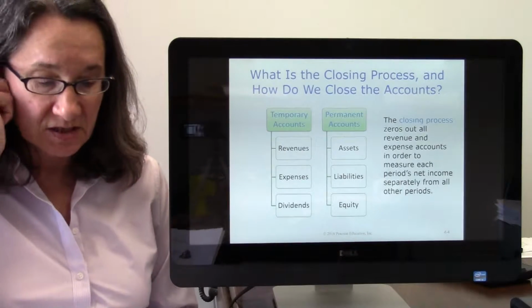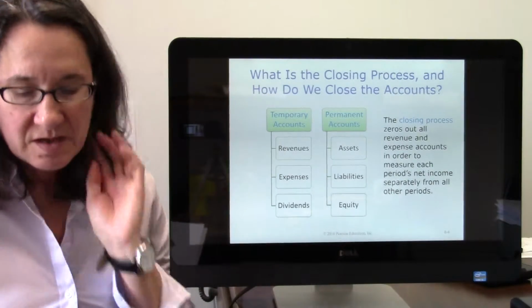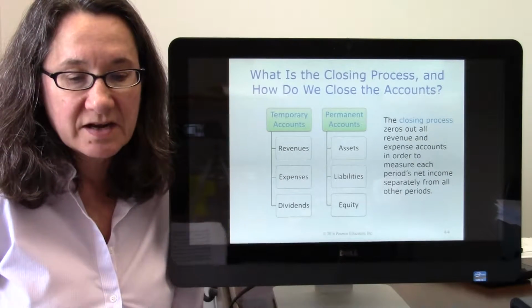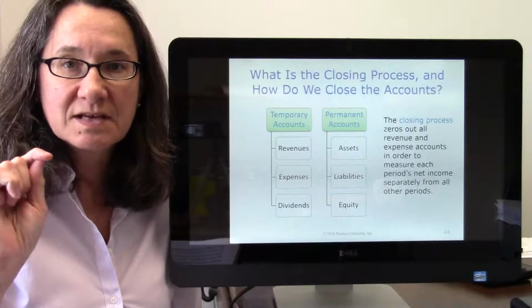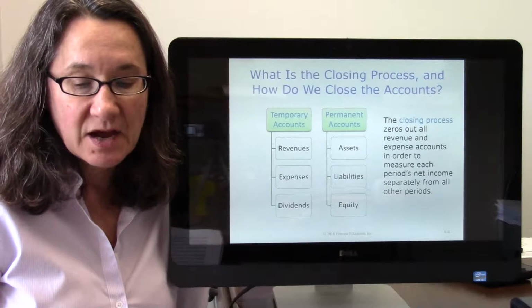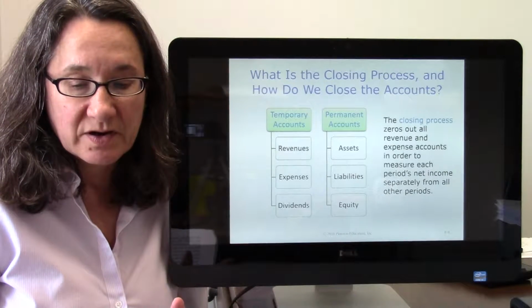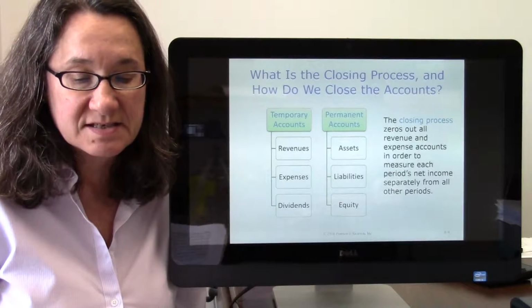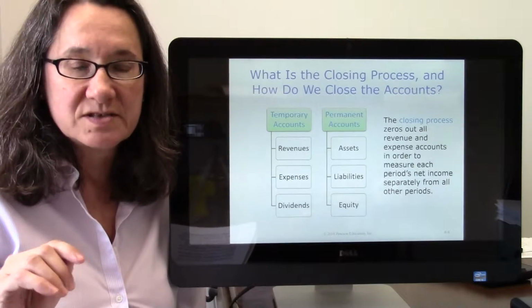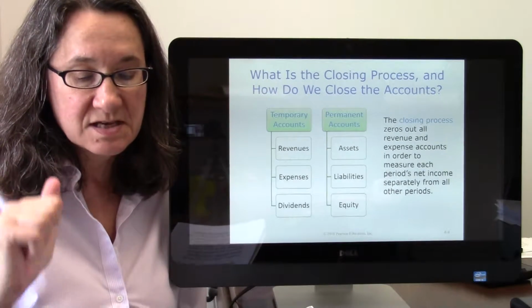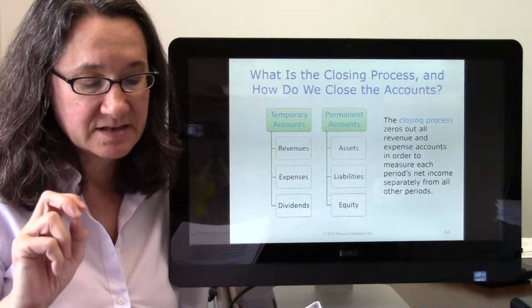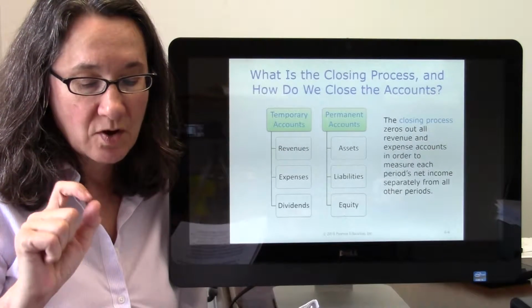All right, so what is the closing process and how do we close the accounts? In order to measure each period's net income separately from the income of all other periods, revenues and expenses are closed. The closing process is a step in the accounting cycle that occurs at the end of the period. The closing process consists of journalizing and posting the closing entries to set the balances of the revenues, expenses, income summary, and dividends accounts to zero for the next period.